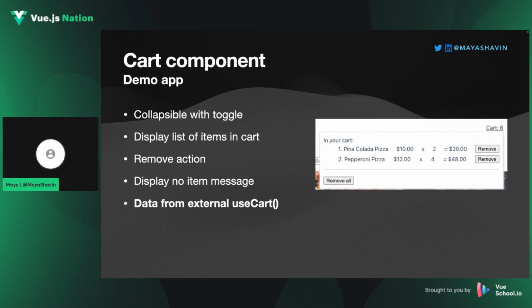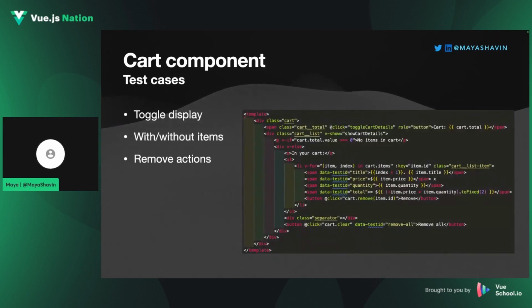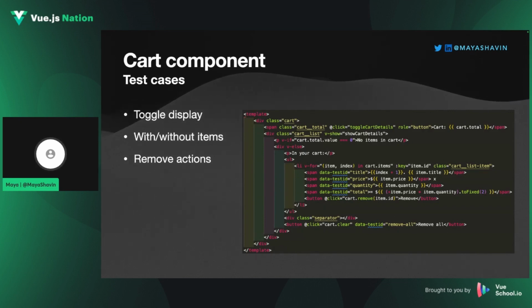Okay, so we can consider it's the external data management. Based on these features, we're going to have three test cases. You look at here, this is the sample implementation of the card component. And we have three test cases for this implementation: toggle the display message accordingly with or without items, and trigger the remove actions to make sure that the action is triggered and emitted accordingly.